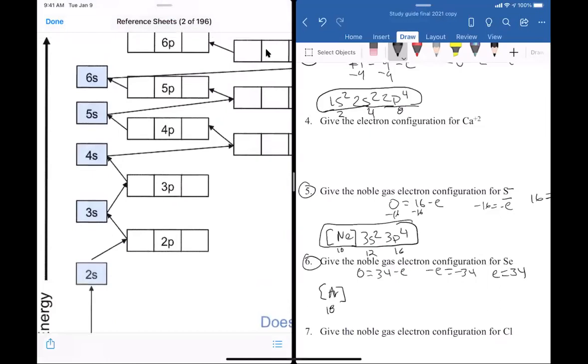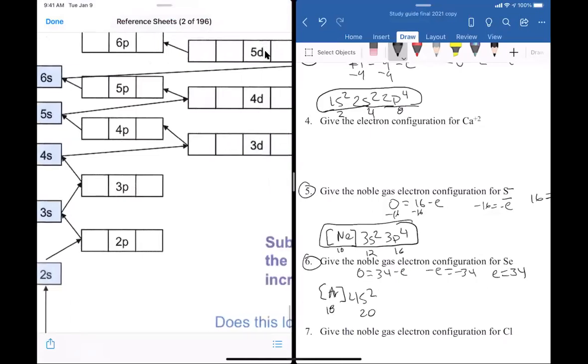What's after 3p? Where does 3p point to after it? Does 3p point to 4p or where? 4s, exactly. 3p points to 4s. Okay. So we have 4s, and that would be 2, so that's 20.